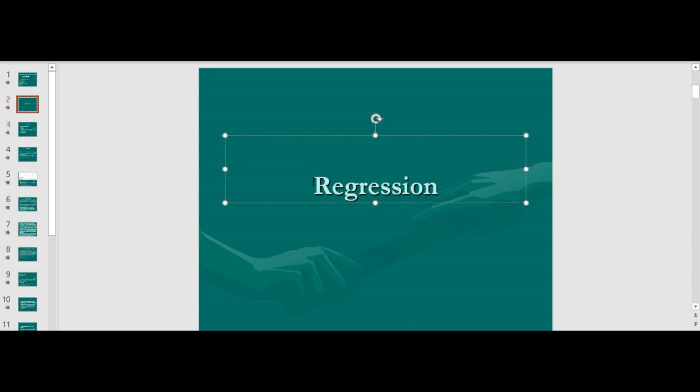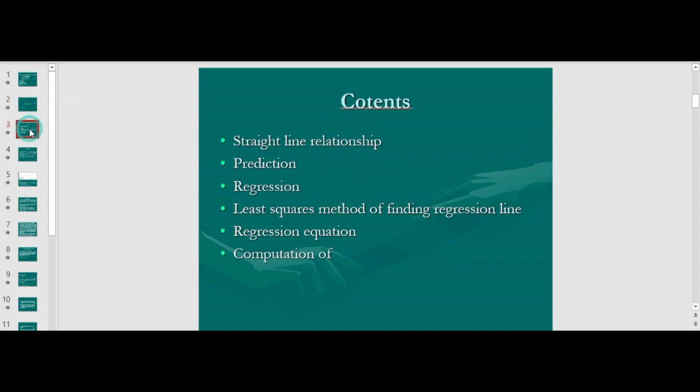Regression analysis provides us the statistical procedure by following which we can predict one variable with the help of the other variable or variables. So in this lecture we will talk about the straight line relationship, and this straight line relationship will be used for prediction. For prediction we use regression analysis, which is based on the least square method for finding the regression line. By following the least square method, we will discuss the regression equation rather than the straight line, and then we compute the regression.